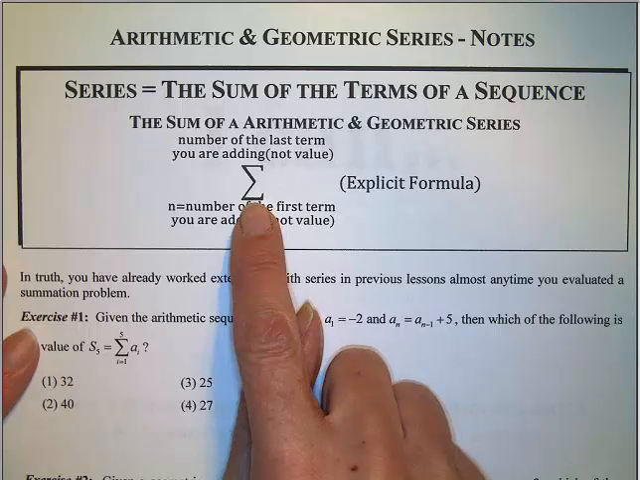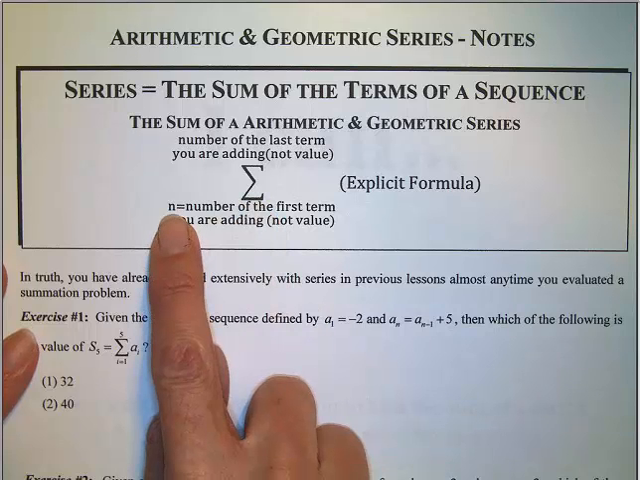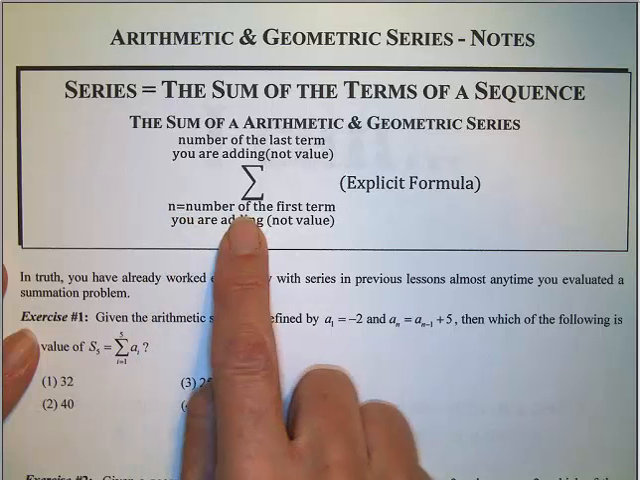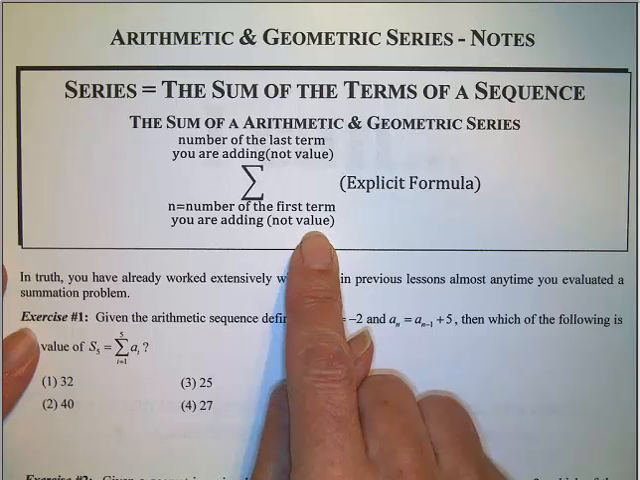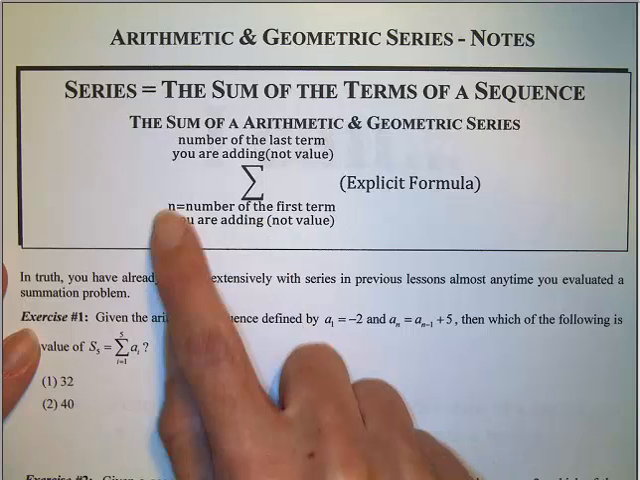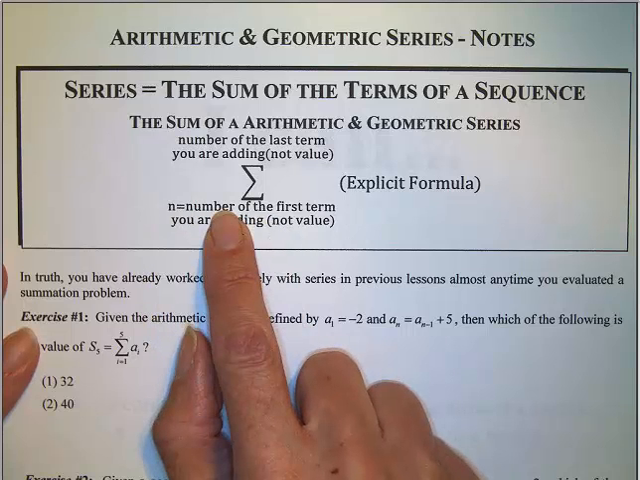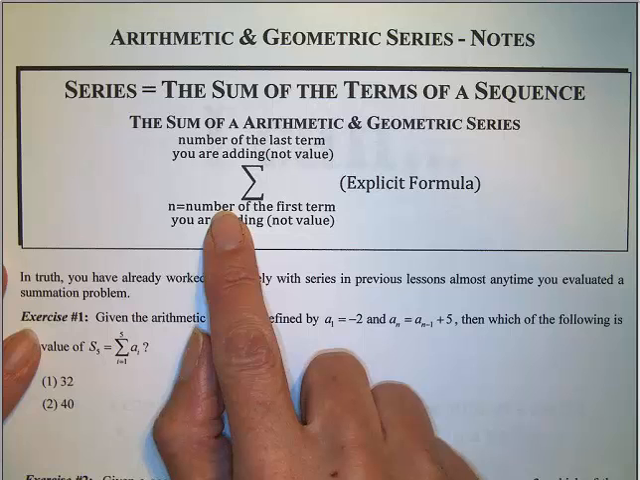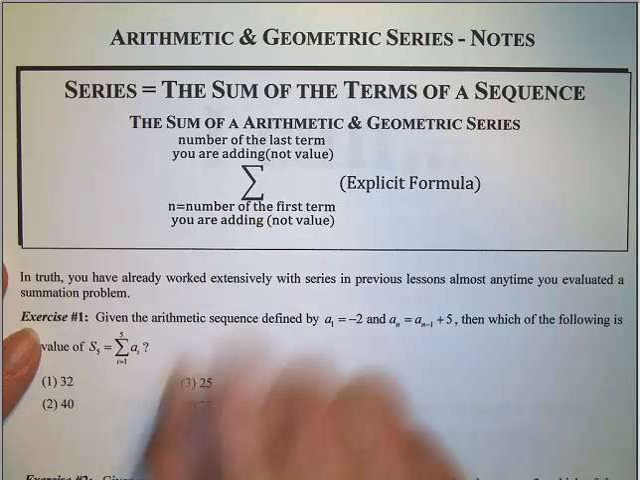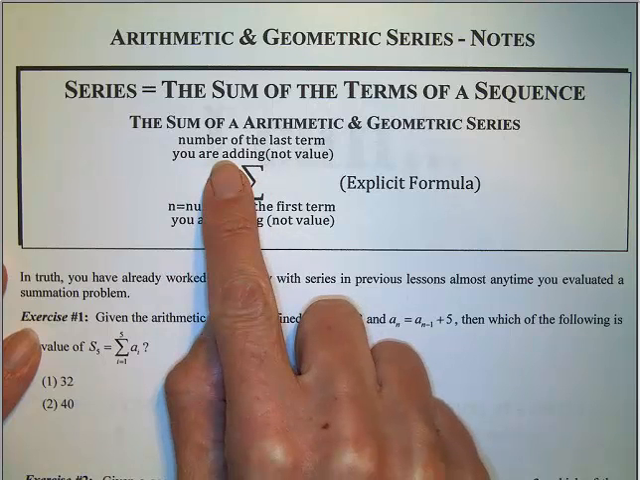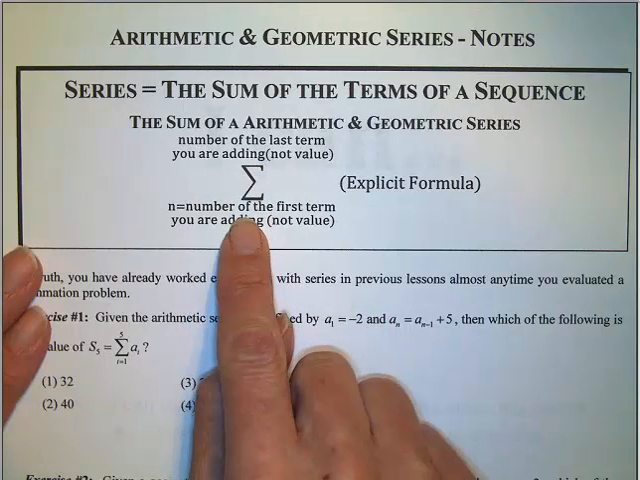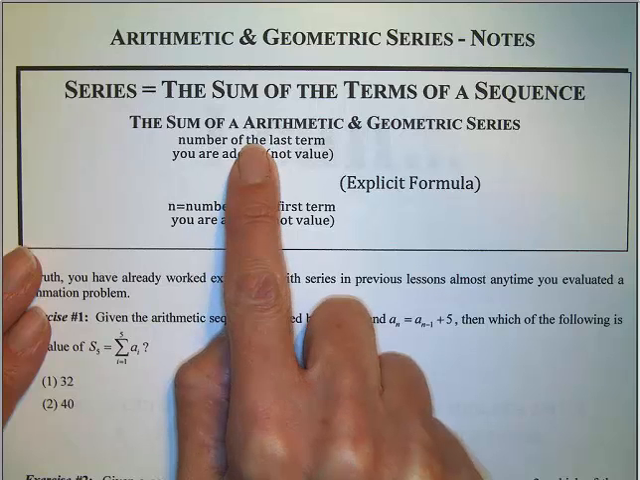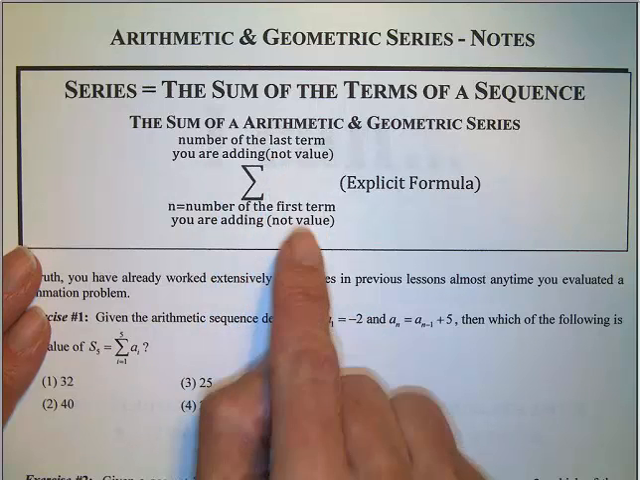And then on the bottom, you're going to write n equals, and the number of the first term you are adding, not the value. So that means if I want the first 10 terms, the first term that I'm adding is number 1, so n equals 1. If I want the third term to the 10th term, then the first term I want is the third one. And then on top, I'm going to put the number of the last term you're adding. So if I want the first 10, I'm going to put a 1 here and a 10 here. You're not putting the values of those terms, and that's huge.